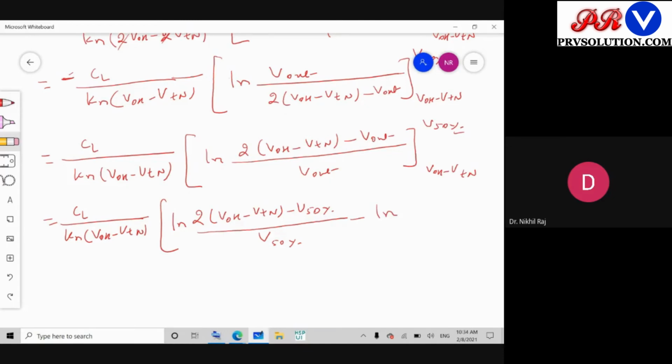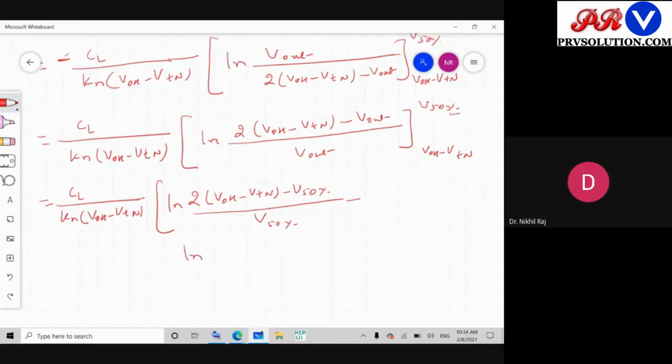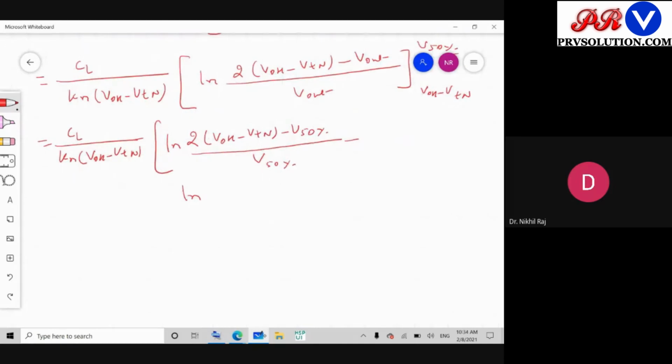So instead of here I will write it in the bottom, minus ln of 2 into (VOH minus VTN) minus (VOH minus VTN), divided by (VOH minus VTN). Okay. Now here if you see, this is 2 VOH and this is minus, so subtraction will happen here.